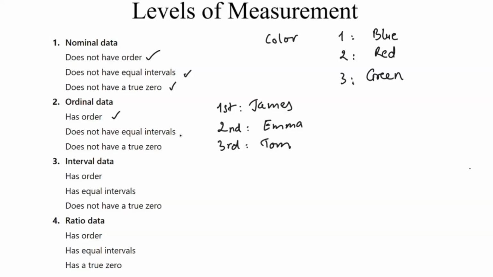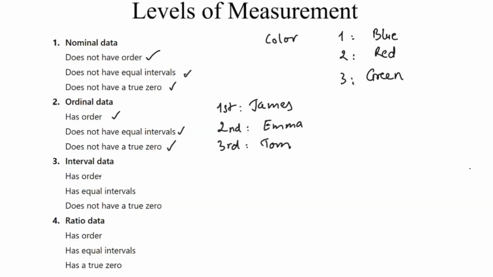It doesn't have equal interval because you cannot compare how far James and Emma are. You cannot measure the gap between Emma and James. Cannot measure the gap between Tom and Emma. So it doesn't have equal interval. It doesn't have a true zero because you cannot find a subtraction, you cannot divide, you cannot multiply. You cannot measure that. It's just a label, so it doesn't have a true zero.